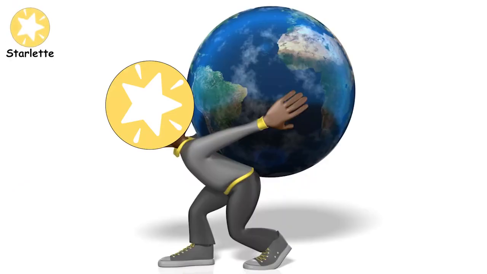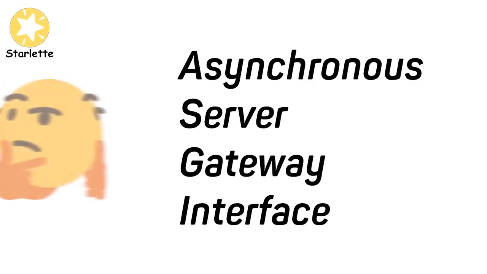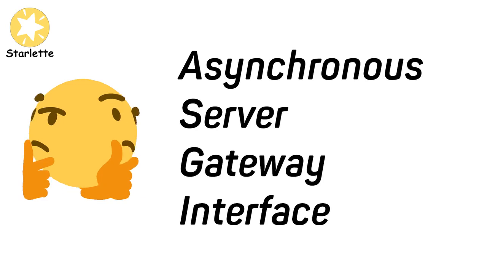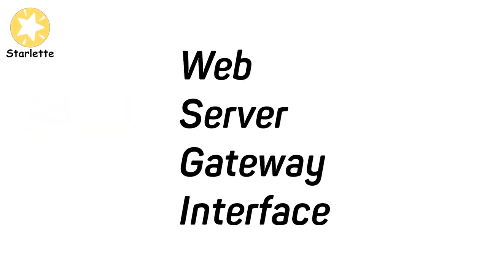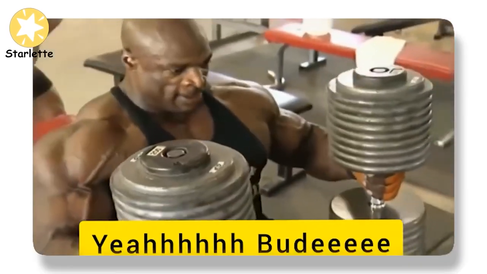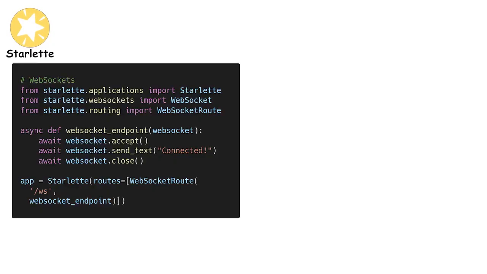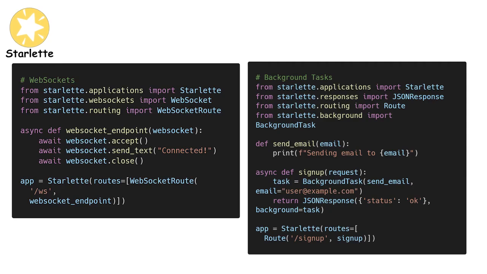Finally, Starlette. Starlette is actually the foundation that FastAPI is built on. Starlette is an ASGI, or Asynchronous Server Gateway Interface framework, and if you don't know what ASGI is, it's basically the modern async-capable replacement for WSGI, which is what Flask and Django use. Starlette is lightweight but incredibly powerful. It has WebSockets, background tasks, all the async goodness you'd want.